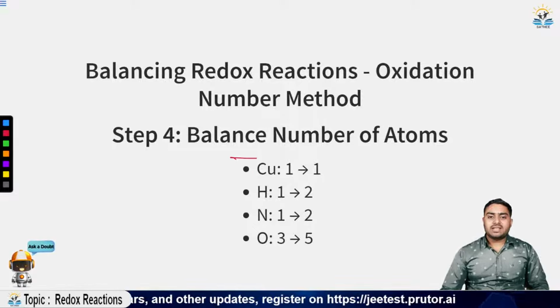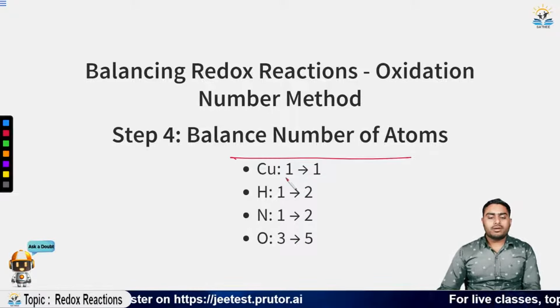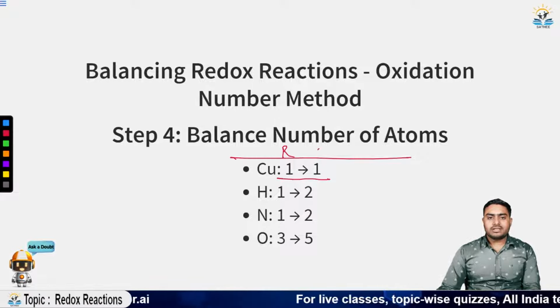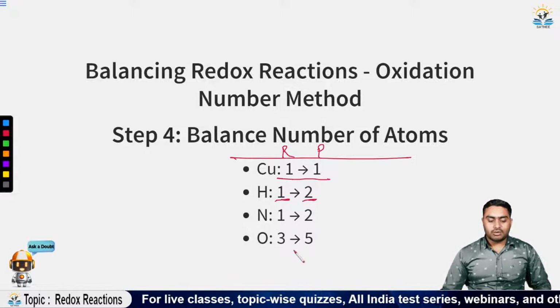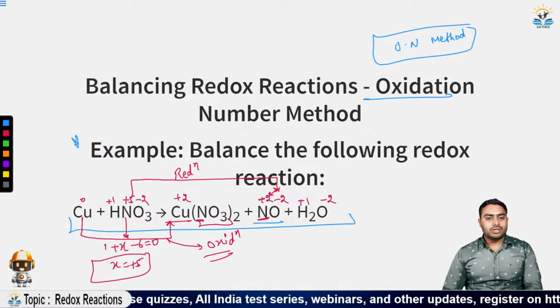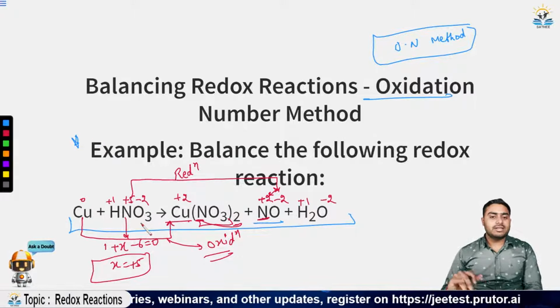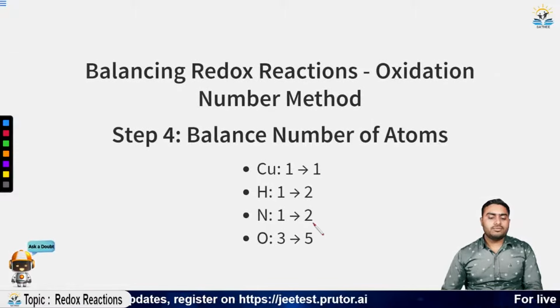Let's balance the number of atoms. In that particular reaction, copper is 1 on both sides. Hydrogen is 1 on the reactant side but 2 on the product side. Nitrogen, if you count, is 2 plus 1, 3 on the product side, and on the reactant side only 1. So nitrogen will be what?